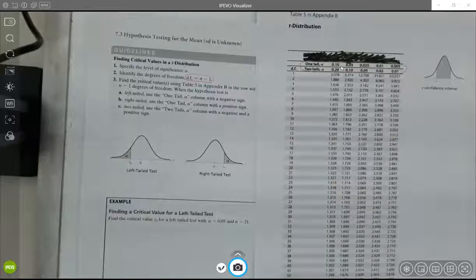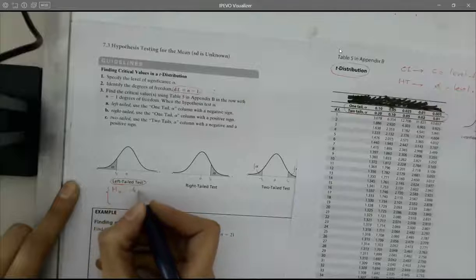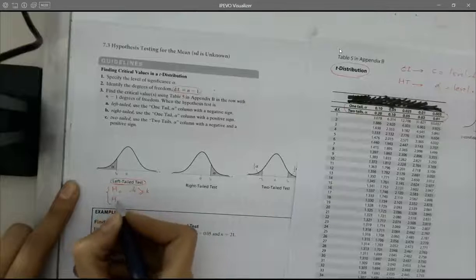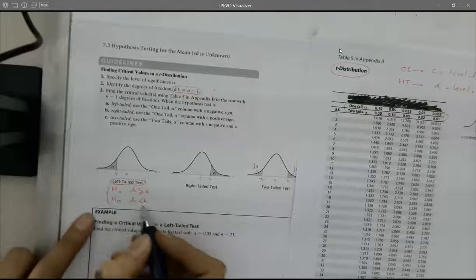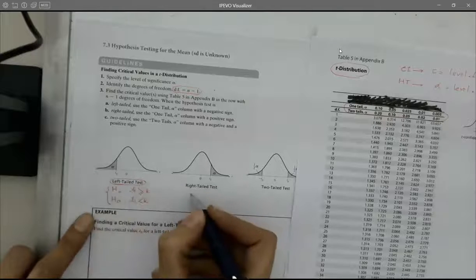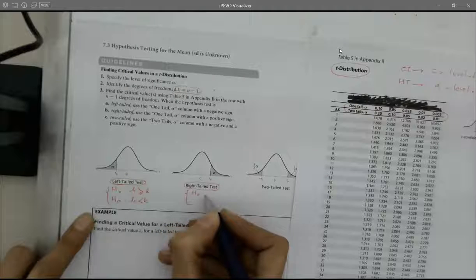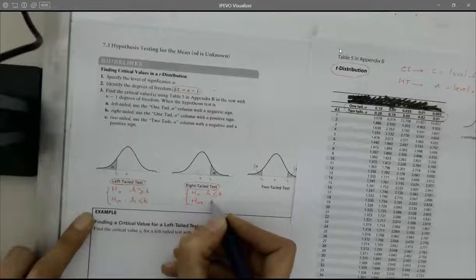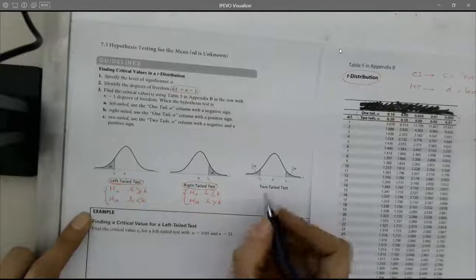When H sub 0 says mu is greater than or equal to k, your alternative hypothesis is mu less than k. So mu less than k, we get a left-tailed test. Right-tailed test: null hypothesis says mu is less than or equal to k, and alternative hypothesis says mu is greater than k. Right-tailed test.